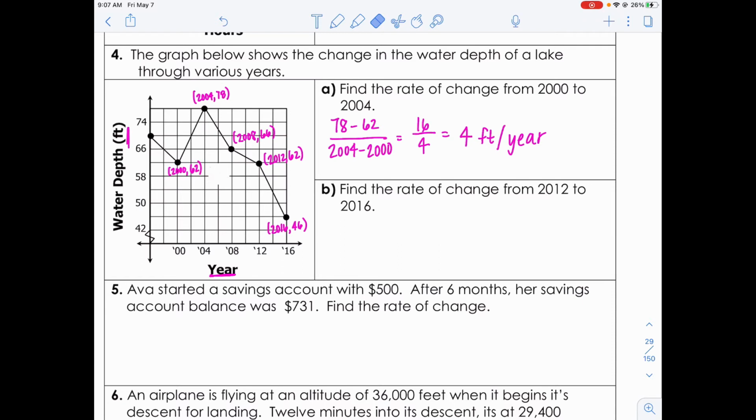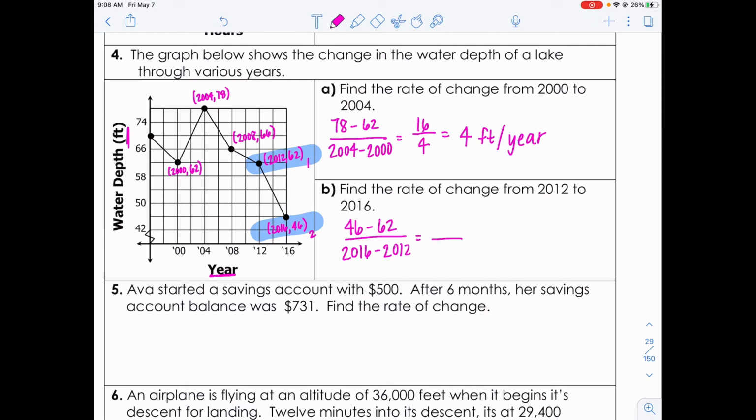All right, looking for our second one. It says find the rate of change from 2012 to 2016. So I'm going to go in here and find 2012 and 2016. Same thing, I'm going to call these my 2s and I'm going to call these my 1s. Plugging everything in, y2 is 46 minus y1, which is 62, over x2, which is 2016, minus x1, which is 2012.